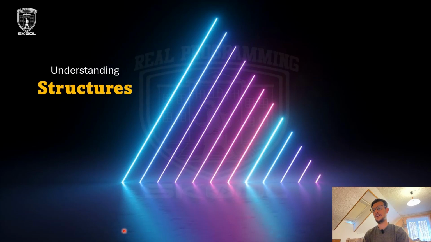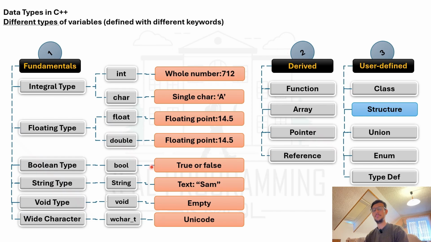I will talk today about structures. So let's see what a structure is. But before we do, let me remind you of the data types we covered before. We had fundamental data types, derived data types, and user-defined data types. Under the fundamental data types: integer, char, float, double, bool, string, void, and wide character.